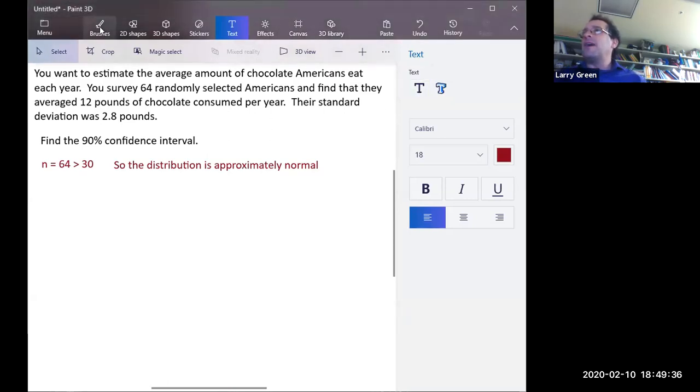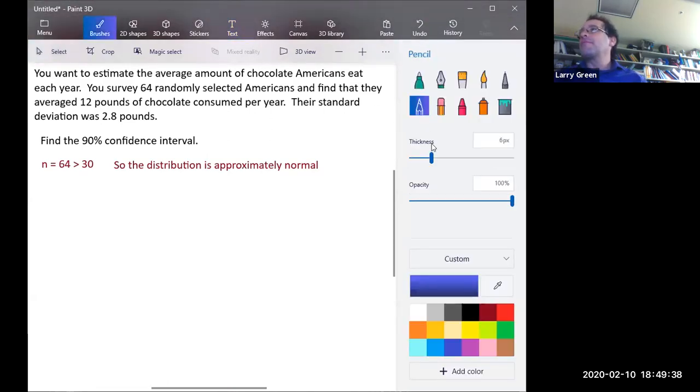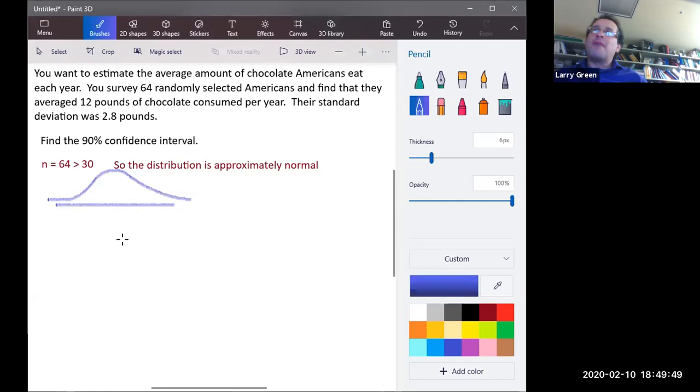So I'm going to draw something. I'm not a perfect artist. It turns out the t distribution looks almost the same. So this is t and not z. But it is important that you know it's t, and I'll show you why in a bit. Any questions so far?